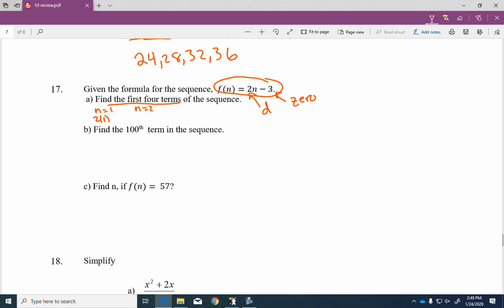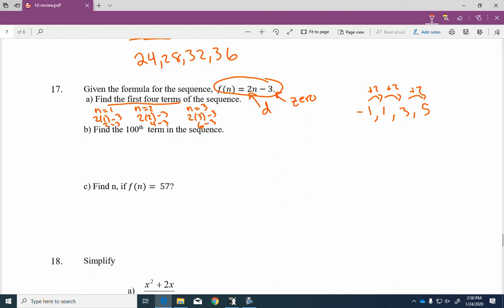If I plug in a 1 for the first term, I get 2 minus 3. I get that my first term is a negative 1. When I plug in a 2, I get that my second term is 1. If I plug in a 3, I get that my third term is 3. I want you to take a look at this. It is adding on 2 each time. So the next one should be a 5.